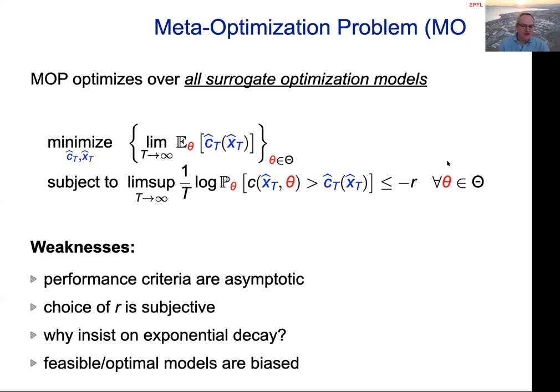You could ask why insist on an exponential decay rate, right? I mean, why not have some other possible decay? That's something we may discuss later. And I should also mention that the optimal models will actually not be unbiased. They will be biased estimators for your respective quantities in the original problem. So these are some weaknesses.